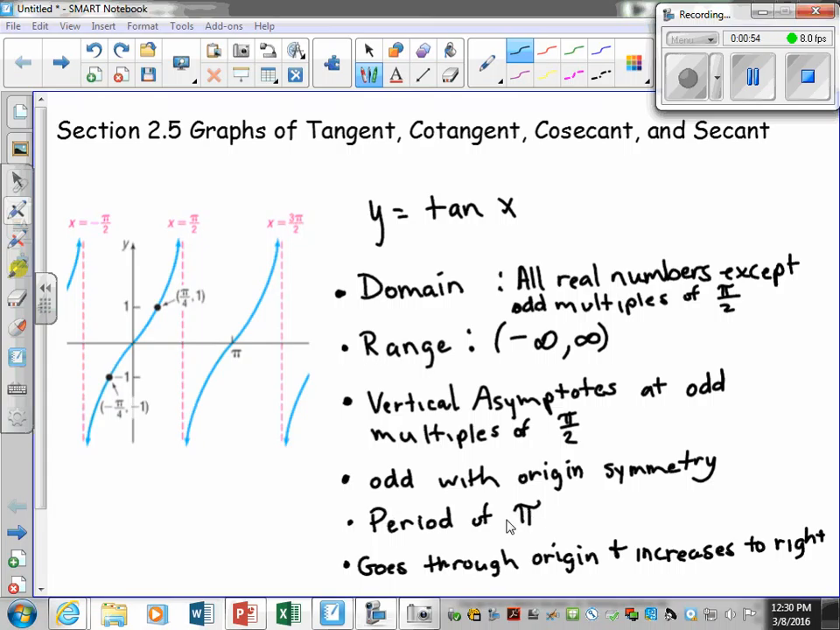Period is just pi because one cycle occurs in pi units, so you can see that there. It goes through the origin, and when I say increases to the right, I mean when you start on your graph and you move to the right, you can see my arrows going up.